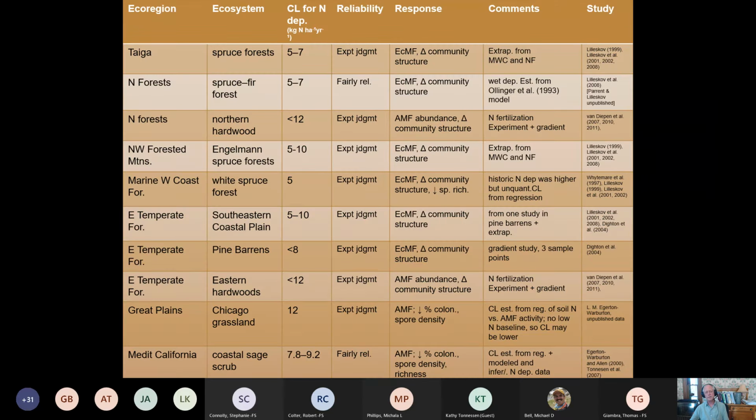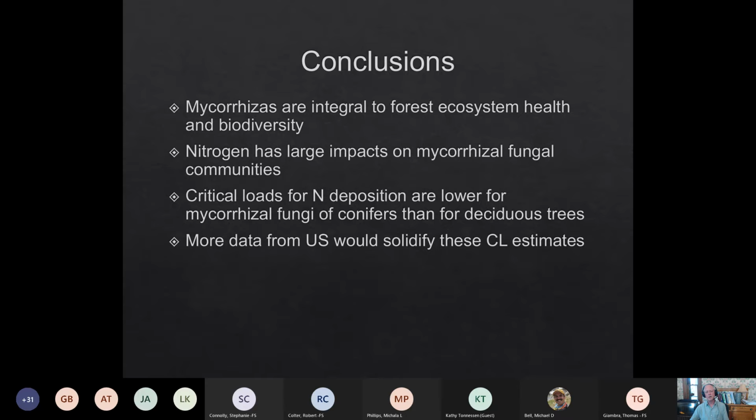And we came up with critical load estimates for a number of different systems. I'm not going to go into all of them, but for the conifer-based ones, they're in the range of 5 to 10 kilograms per hectare, and for northern hardwoods, much fuzzier, but in the neighborhood of maybe less than 12 kilograms per hectare with a very poor threshold identified. And then also, and Michaela probably touched on this more, but we had values from Edie's work of 7 to 9 kilograms per hectare for coastal sage scrub, and for grassland of around 12 kilograms per hectare from a Louise Egerton-Warburton work. So in conclusion, mycorrhizas are integral to forest health, ecosystem health, and biodiversity.